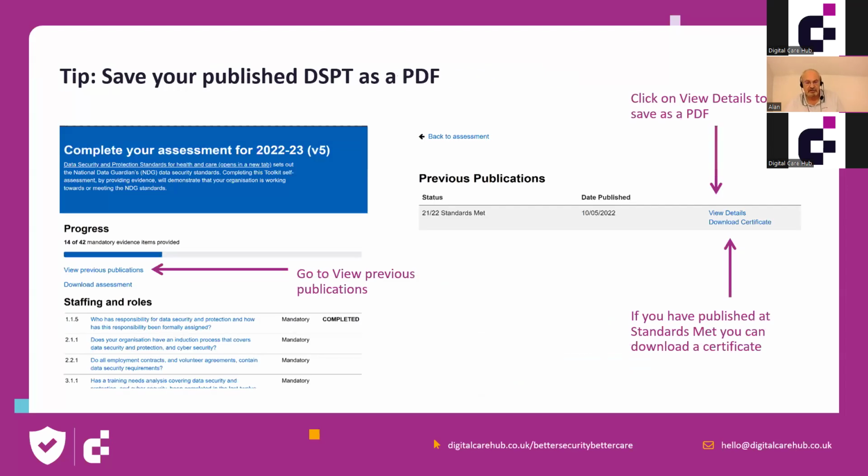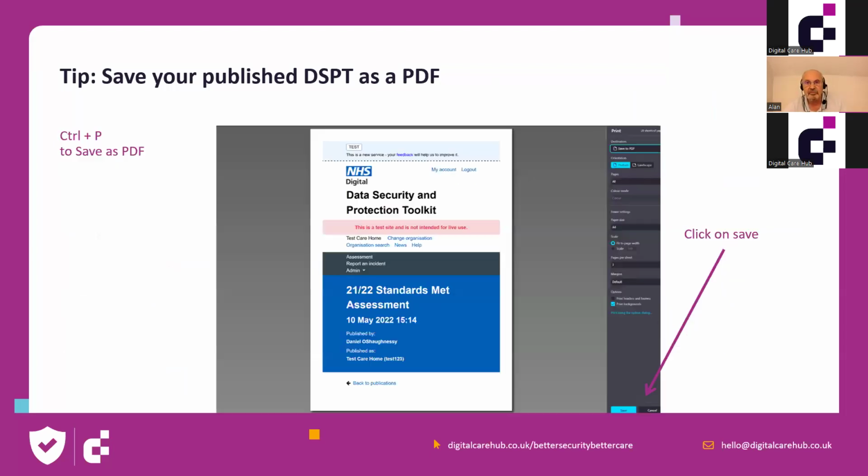It's also possible to save your published DSPT as a PDF. Again, go back into your toolkit and click on view previous publications, and then it will list all of the published entries of DSPT. If you then click on the view details of the one that you want to save as a PDF, you can then download that as a PDF by using Control and P to save as a PDF, or presumably you could print it, depending on what you choose on your printer options there.